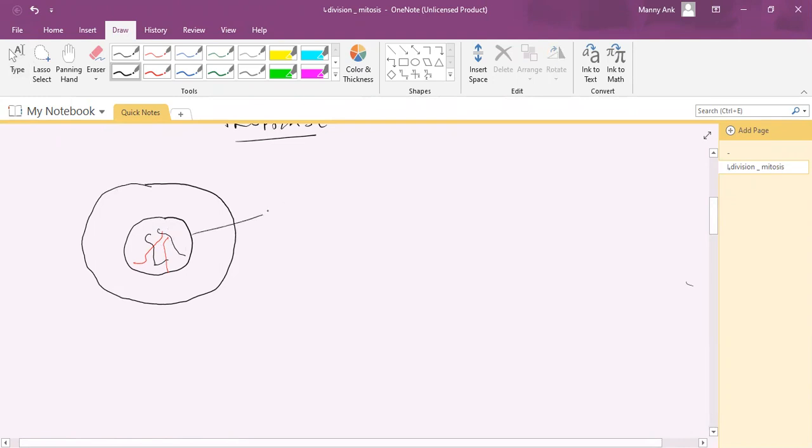So this is a nucleus. Let's put nucleolus here. The nucleolus is involved in cell division. And then over here, I'll put the centrioles, also involved in cell division. Centrioles.